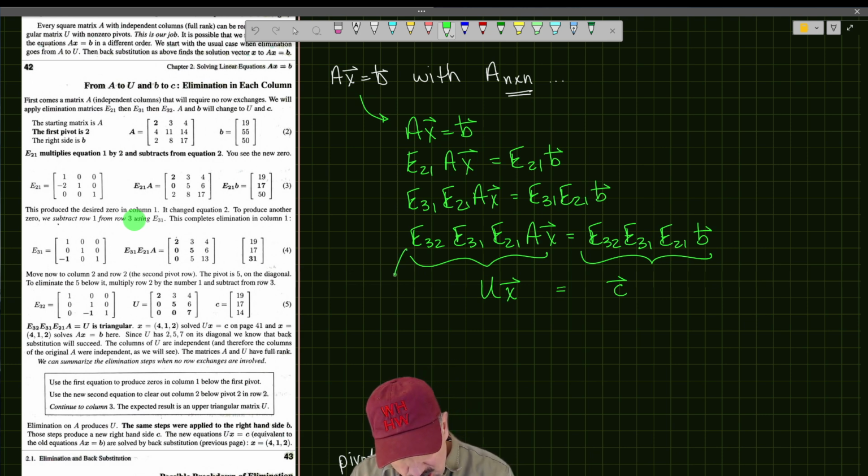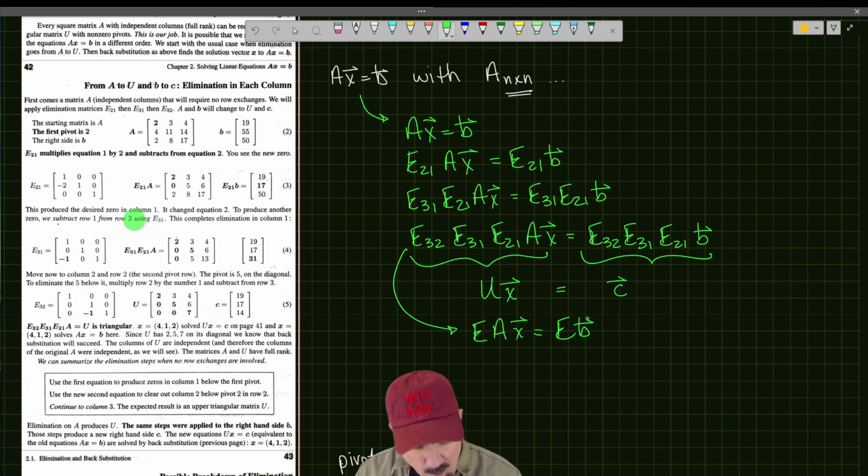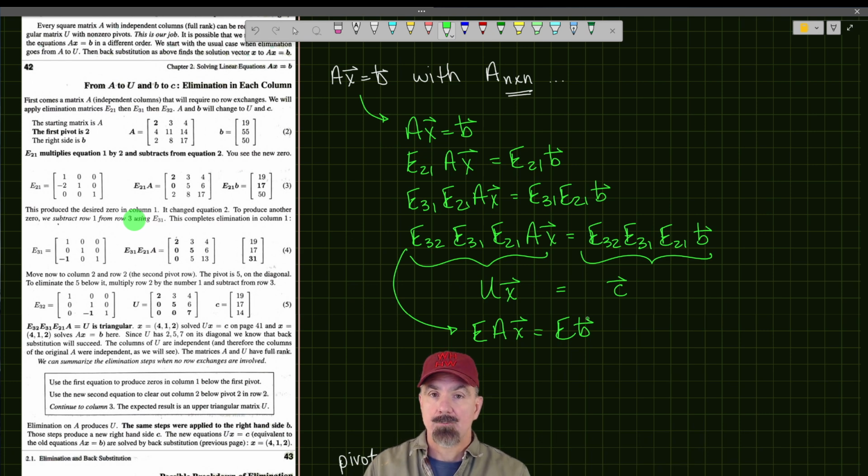So the C vector comes from applying the elimination matrices to the right-hand side vector B. And you'll see that he actually combines, and we'll talk more about this in a couple of lessons, he combines these elimination matrices into a single elimination matrix E, so that EAX is equal to EB, where capital E is the product of all of these things.